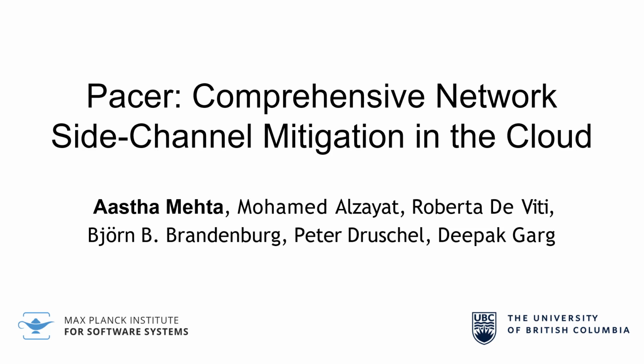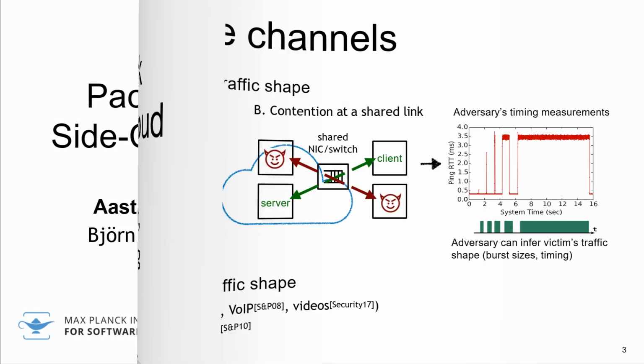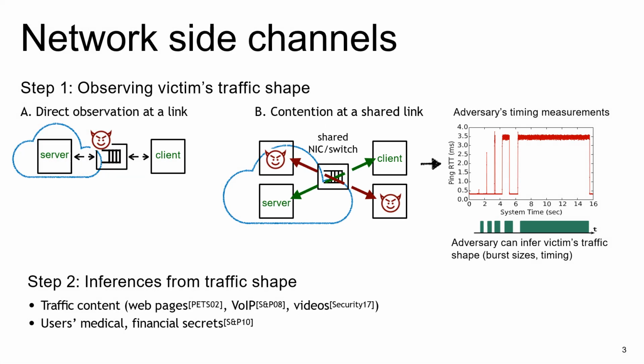An adversary observes the traffic shape of a victim application, which includes the packet sizes and timing, and from that it aims to infer the secret of the application. So consider an application running inside a virtual machine in the cloud, sending requests to an external client. An adversary with physical access to a network element in the path of the application can directly observe the traffic shape of the application.